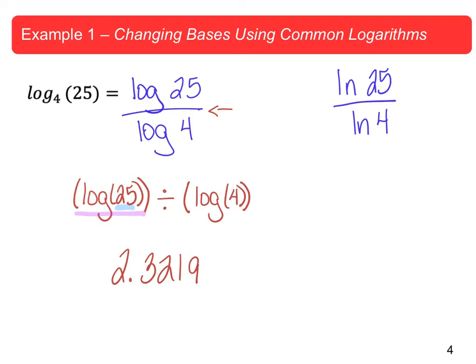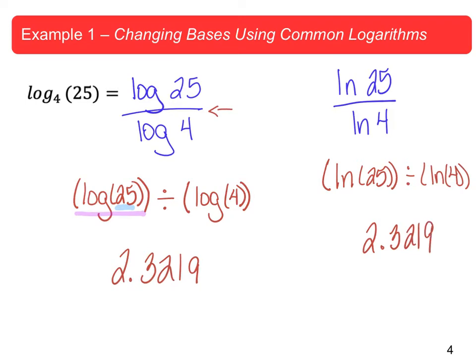Now, we're going to get the same exact answer when we do the natural log of 25 over the natural log of 4. So we would still put parentheses around the natural log of 25, and then I have to do a double parenthesis there. Then I am dividing by the natural log of 4, and we have a double parenthesis there. And we would get exactly the same answer.